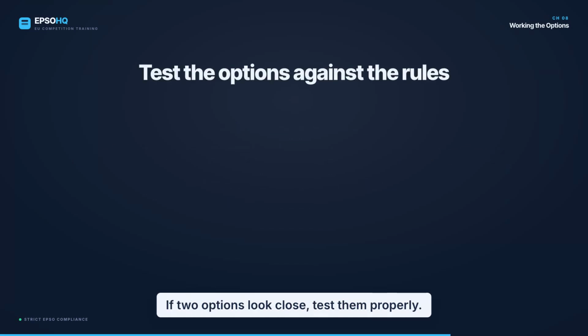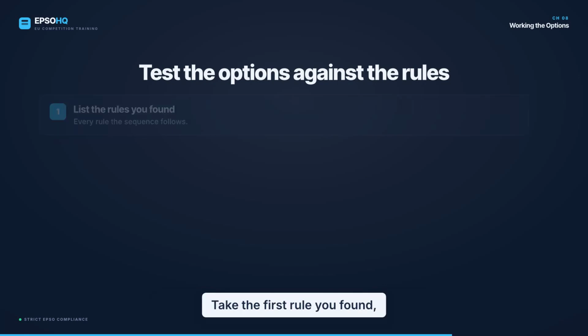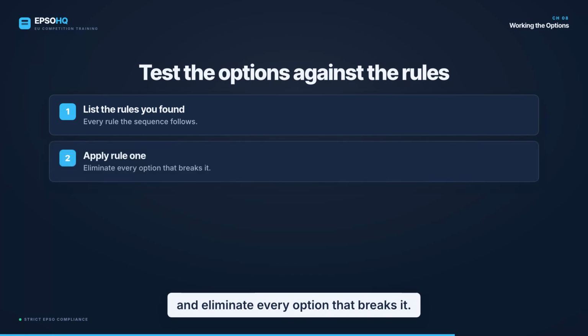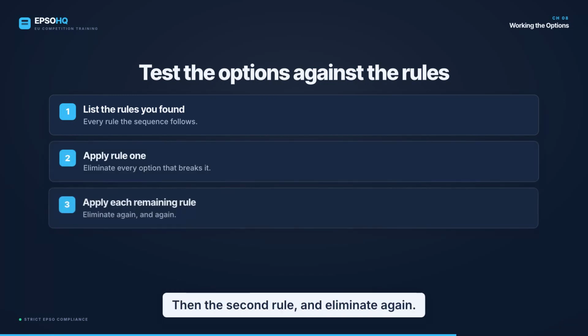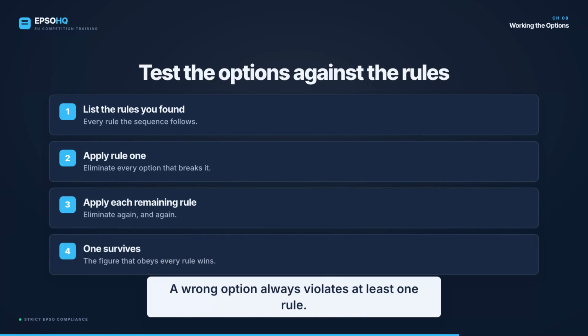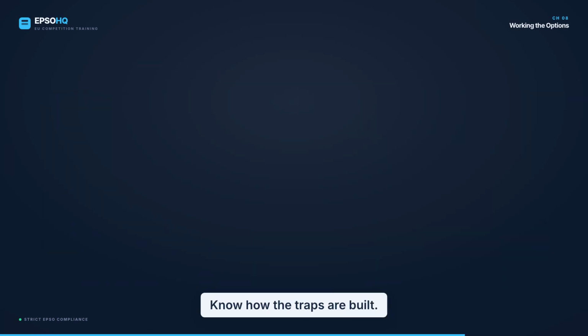If two options look close, test them properly. Take the first rule you found and eliminate every option that breaks it. Then the second rule and eliminate again. A wrong option always violates at least one rule. The one that survives every rule is your answer.